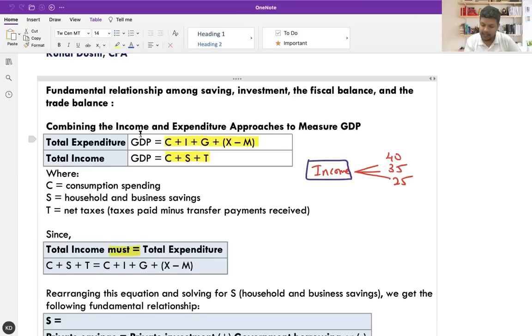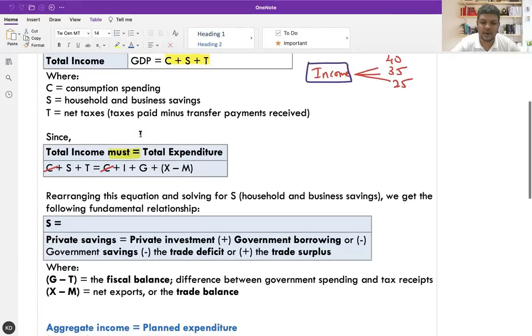Now what is the common thing? Cancel out C. What is remaining? Savings plus taxes is equal to investments plus government purchases plus X minus M, right? Yes. And if I only take savings on one end, what is remaining?